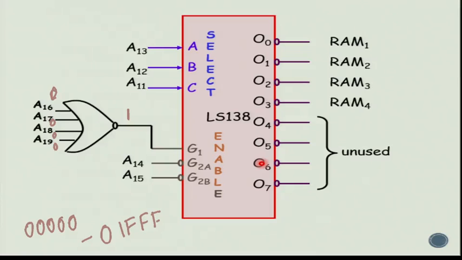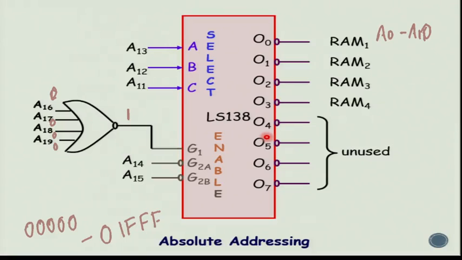Address lines A0 to A10 are going to be given to the individual RAM chips that we have already shown. A0 to A10 is going to be connected to RAM 1, RAM 2, RAM 3 and RAM 4. So A11, A12, A13 are going to go as select inputs. A14 to A19 are going to go as enable inputs. So since we have used all address lines, this kind of addressing scheme is called absolute addressing.